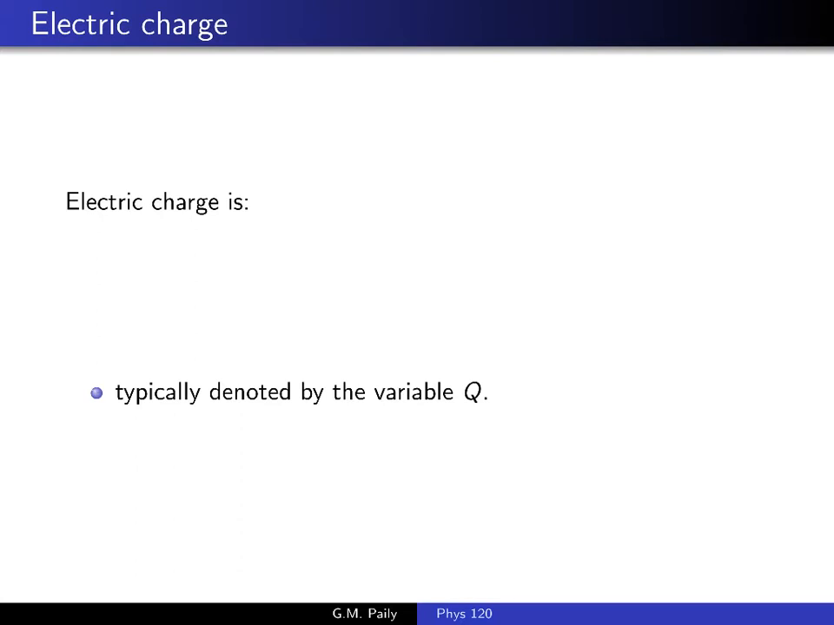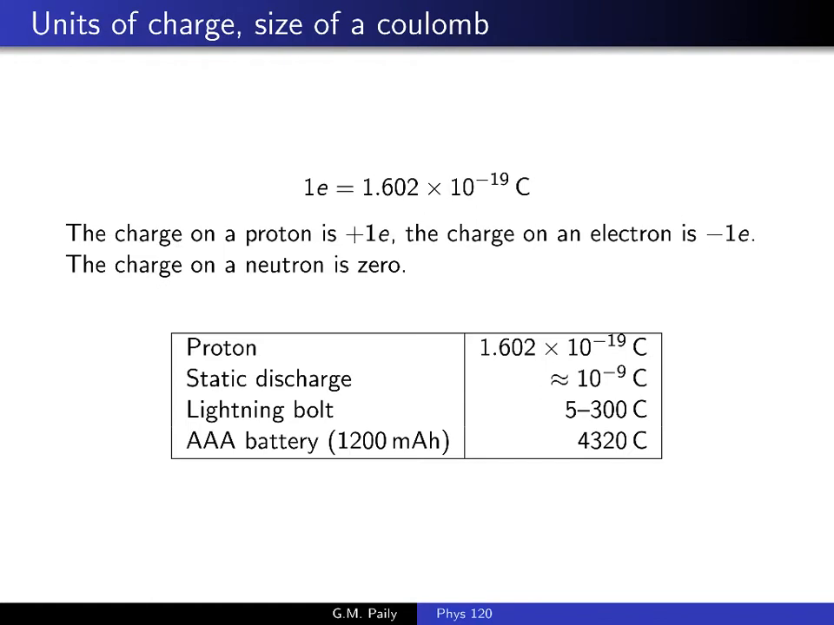And finally, a bit of notation. Electric charge is usually denoted by the variable Q. Capital Q, small q, doesn't really matter. So we've mentioned the unit e, and how is that related to the coulomb? So 1 e is 1.602 times 10 to the negative 19 coulombs. So we can see that the coulomb is actually a very large unit of charge. The charge on one proton is plus 1 e, the charge on an electron is minus 1 e, and the charge on a neutron is 0.